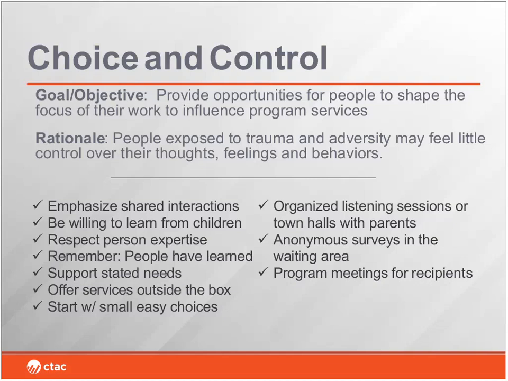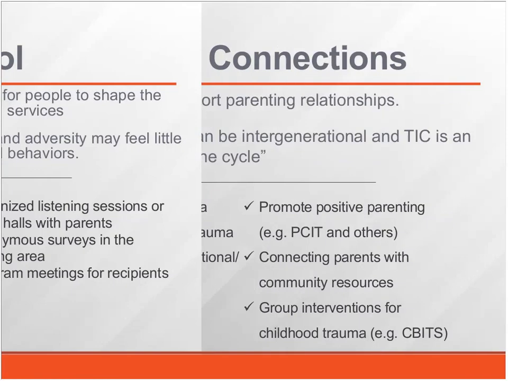In addition to that, there are also ways in which we can include children and families as service recipients in designing programs. That includes organized listening sessions or town halls with parents about trauma, about the services that you're providing and the degree to which they are meeting the needs of children and families. Doing anonymous surveys in waiting areas to identify ways in which programs can be improved or ways in which programs might be difficult or not meeting the needs. There are a lot of different ways to include recipients of services in the design and delivery of programs.